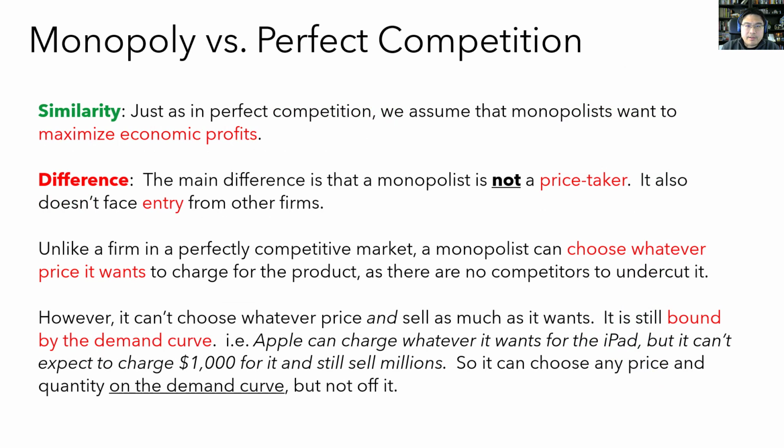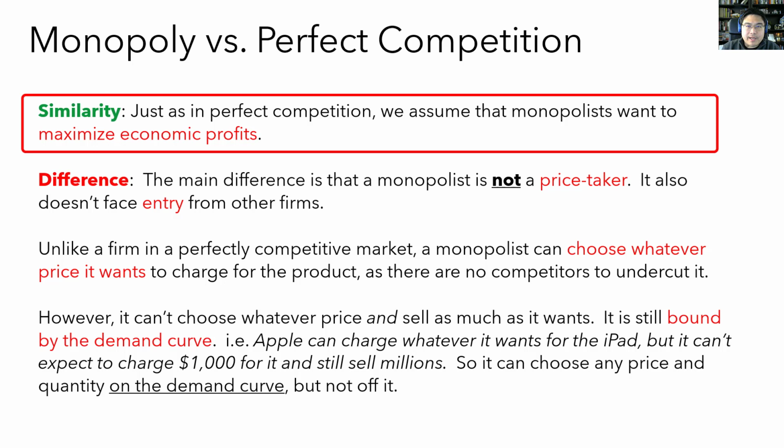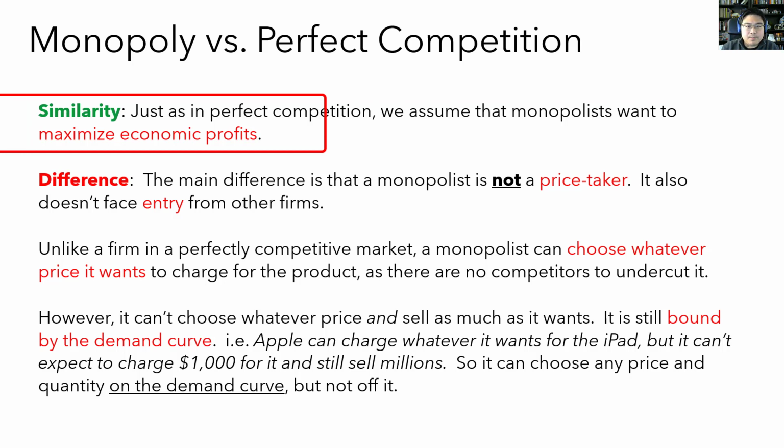Now let's talk about the similarities and differences between firm behavior in a monopoly and in perfect competition. First, for similarity, we're going to assume that just like for a perfectly competitive firm, a monopolist's goal is also to maximize economic profits. Given our very broad definition of economic profit, this isn't a bad assumption.